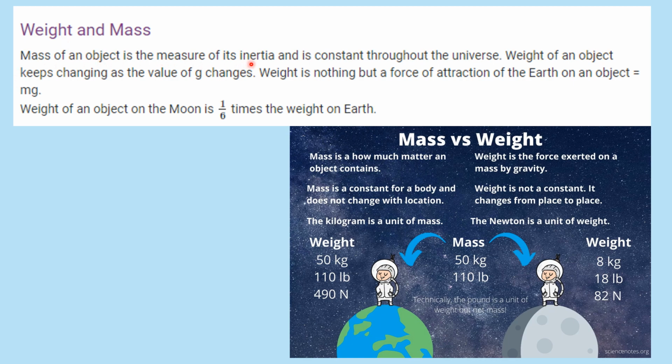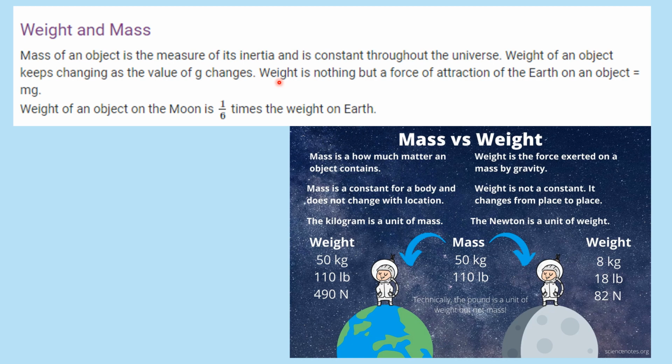Another way to say it is that mass is the measure of inertia. Mass is constant throughout the universe. Weight of an object keeps changing as the value of g changes. I already told you weight directly depends upon g. As the value of g changes, the weight also changes.